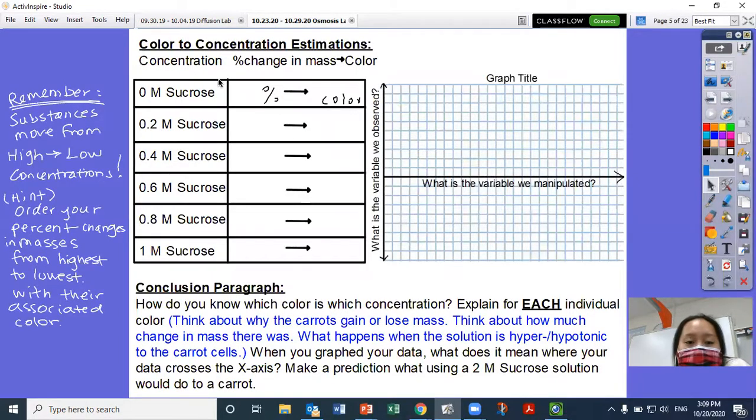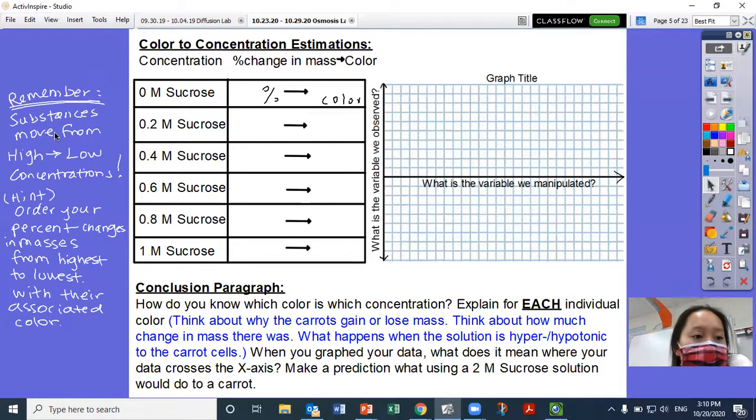So this is what you're going to end up with. You're actually going to want to add this on the next page as well. So you're going to predict what the concentration of each color solution is based on the percent change in mass. So the setup is you're going to have the concentrations listed, right? I said before we have 0, 0.2, 0.4, 0.6, 0.8, and 1 molar of sucrose. And then you're going to be listing out your percent changes in mass. And then you're going to predict what color each one was.